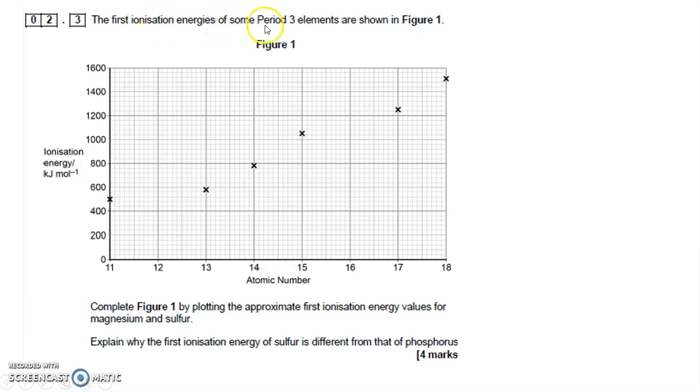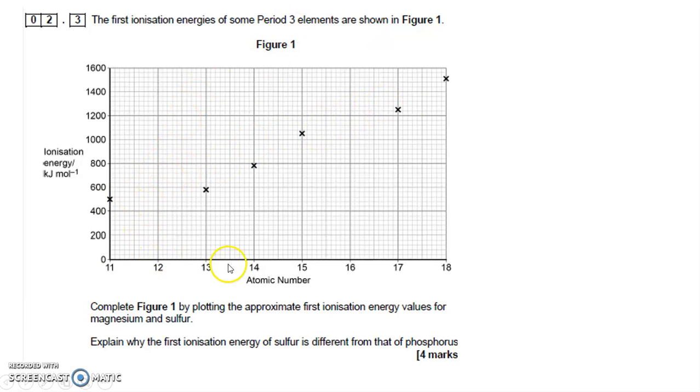The first ionization energies of some period 3 elements are shown in figure 1. So we've got sodium, magnesium, aluminium, silicon, phosphorus, sulfur isn't shown, we've got chlorine and argon. In theory they should all go up, and each should increase. There's a couple of blips in there and we'll talk about them, but they should all go up because they've got the same number of shells, 3 shells, same amount of shielding.